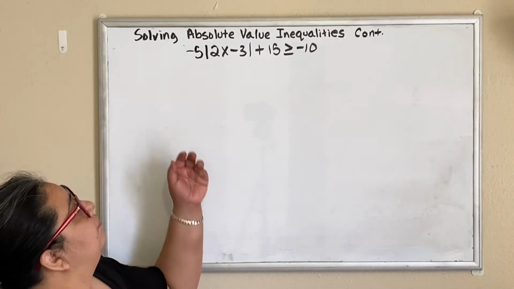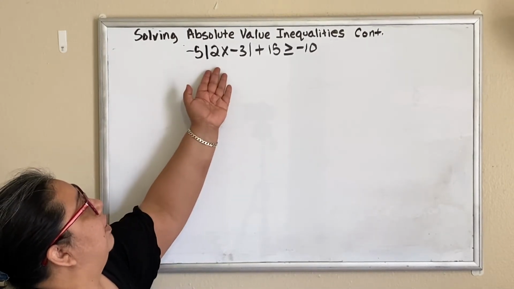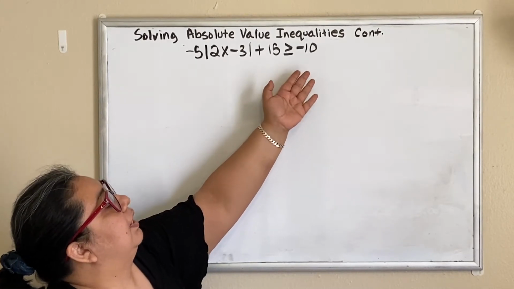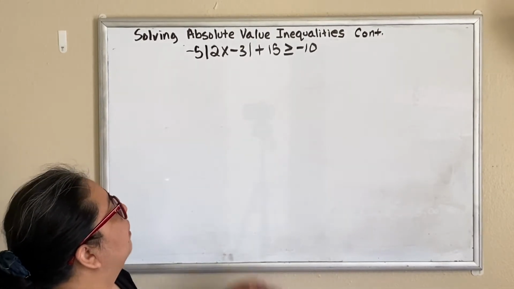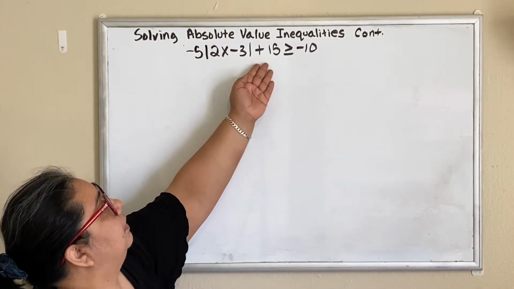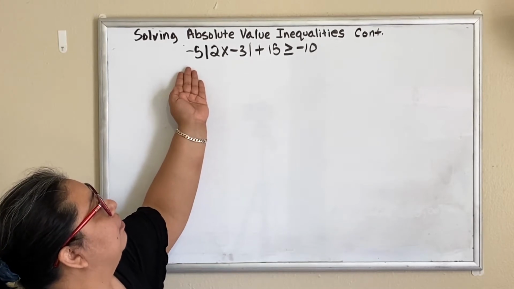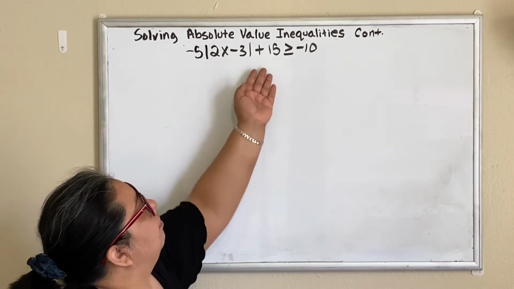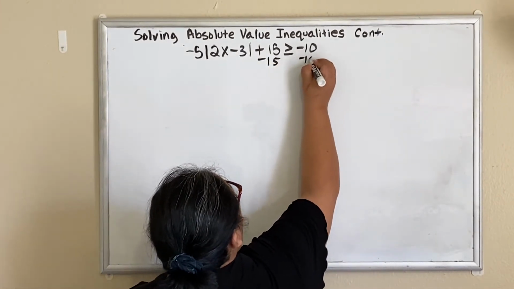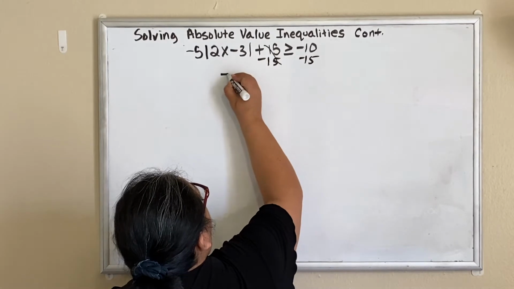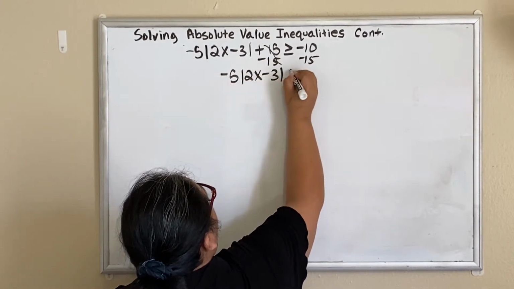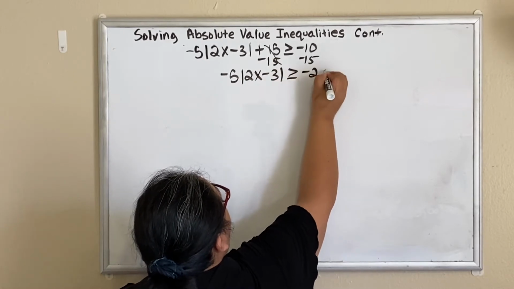Okay, so here we have negative 5 times the absolute value of 2x minus 3 plus 15 is greater than or equal to negative 10 for our first example. Notice that our absolute value is not isolated, so I need to get rid of the plus 15 and the negative 5. Reverse order of operations tells us to get rid of the 15 first. So we're going to subtract 15 on both sides, eliminating the 15, and we get negative 5 times the absolute value of 2x minus 3 is greater than or equal to negative 25.